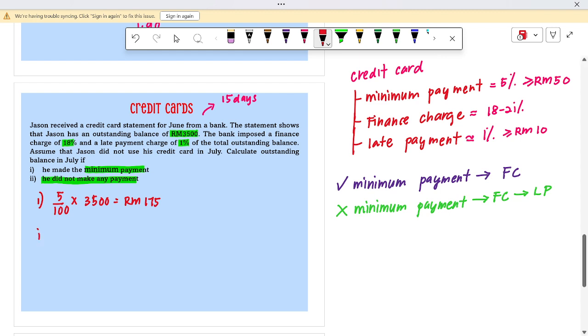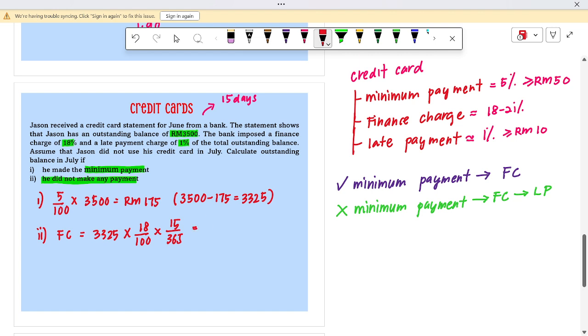Second step, we are going to calculate your finance charge. So your finance charge will be, okay, what's your new outstanding balance now? 3,500 minus 175. Why do we minus 175? Because 175 has already been paid as minimum payment. So your balance is 3,325. So your finance charge will be based on the new balance, which is 3,325. So you will be charged 3,325 times 18 over 100 times 15 over 365, because this was the period given by the bank.